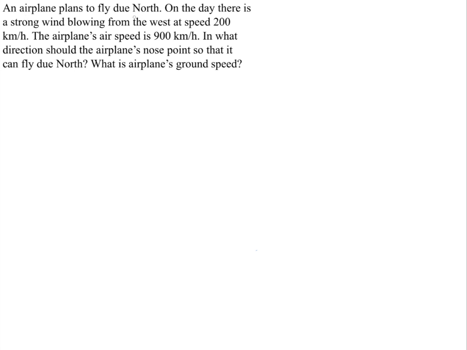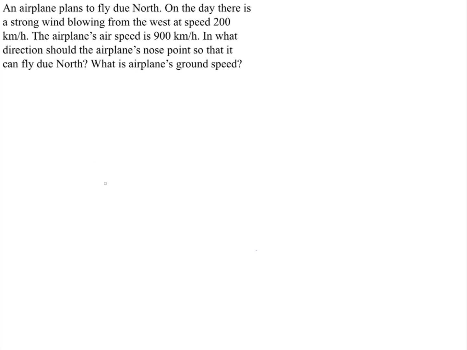An airplane plans to fly due north. On the day, there is a strong wind blowing from the west at a speed of 200 kilometers per hour. The airplane's airspeed is 900 kilometers per hour. In what direction should the airplane's nose point so that it can fly due north? What is the airplane's ground speed?